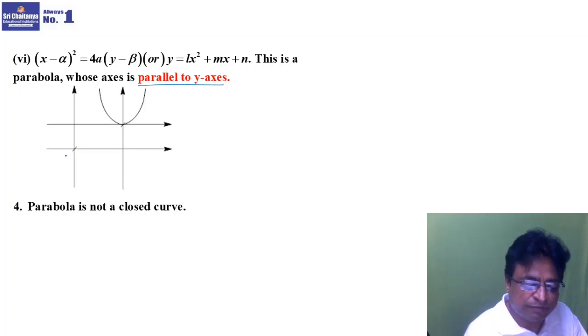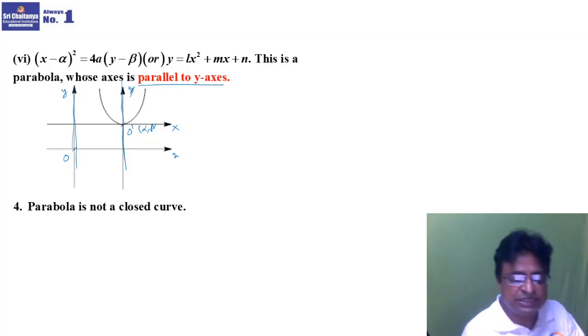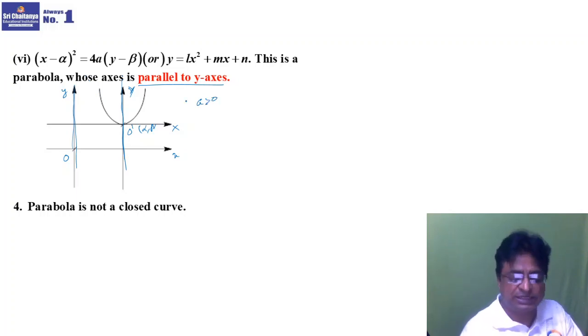Suppose this is my original origin and this is my new origin. Let it be alpha comma beta. Then what will happen? Here the axis of the parabola is parallel to what? Y-axis. These are the old x and y axes, and these are the new x and y axes. Here my axis of the parabola is parallel to the y-axis. And since a is greater than 0, it is above the x-axis. If a is less than 0, of course, it is below the x-axis.